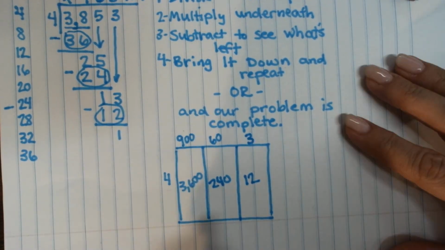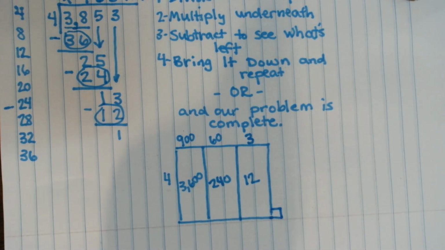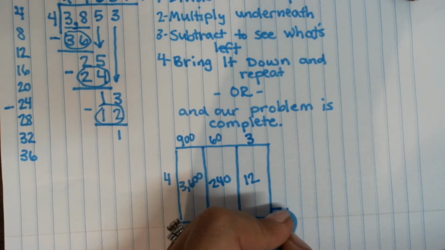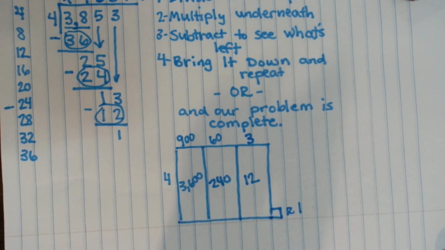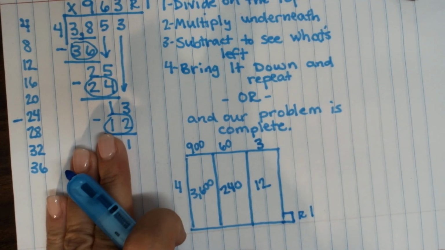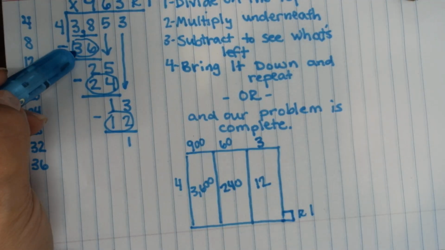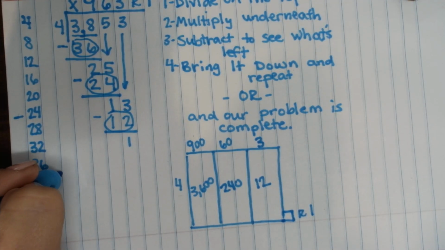And when you have a remainder on an area model, since area is really talking about square units, we're just looking to say, over here we would have a remainder of 1. Okay? This would be how you would demonstrate your area model.